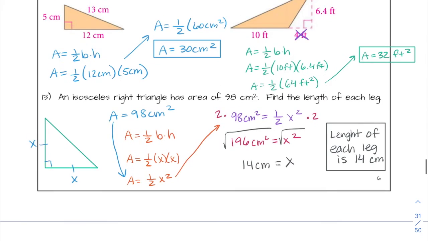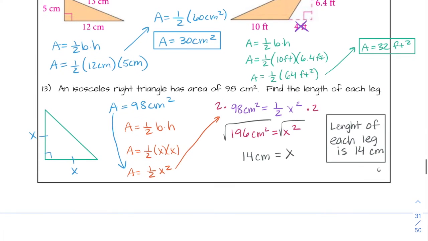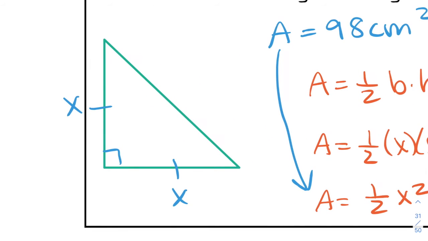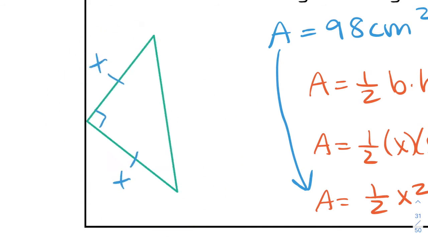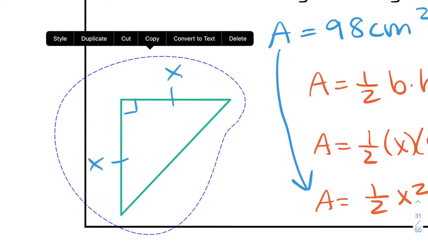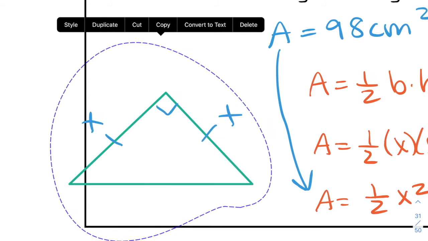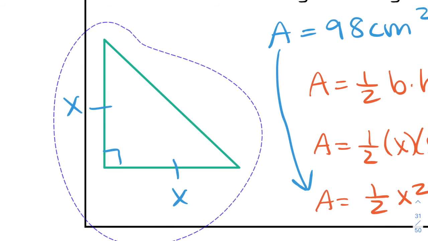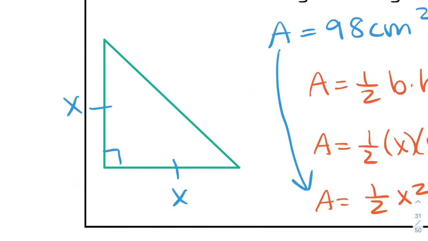All right. So we're in our last problem. An isosceles right triangle has an area of 98 centimeters squared. Find the length of each leg. So I drew an isosceles right triangle. It's a right triangle, but it has two sides that are the same length. You might see some that look like this. You might see some that are spun. They might look like that. They might look like this. It doesn't matter. I drew it the easiest way I found possible to solve it.